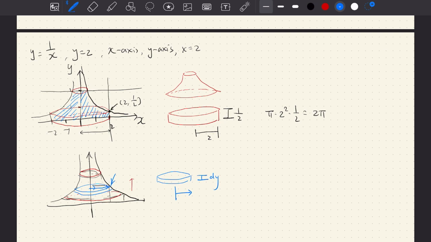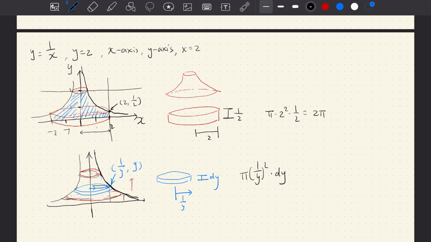And the x-coordinate of this point can be found by using the y-coordinate of this point, because the y-coordinate of this point is y, and this curve is actually y equals 1 over x. So if the y-coordinate is y, then the x-coordinate should be 1 over y, right? So here the radius is 1 over y. So we know that the volume of this disk should be 1 over y squared times pi. This is the area of the base, and then we times it by dy.